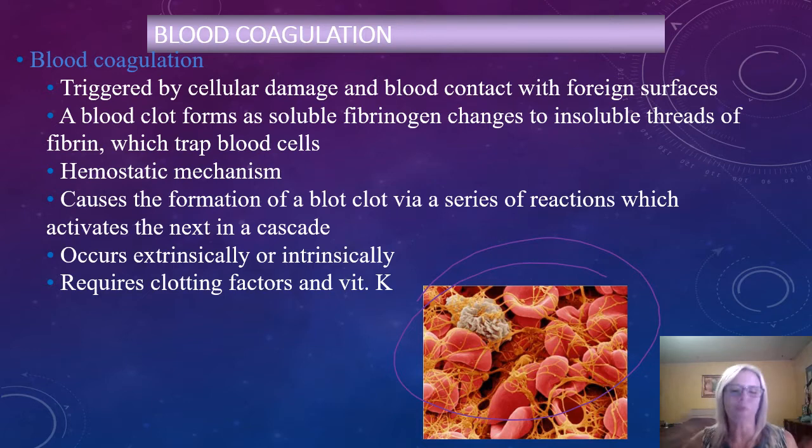It's going to cause the formation of a blood clot by having a series of reactions. So you're going to have one thing that's going to activate the next in what we call a cascade, which is basically just like a series of dominoes falling. When one topples, it triggers the other to topple, all right? So we break this down into extrinsic or intrinsic, and this requires a lot of clotting factors, and these have some names, and then some of them are just Roman numerals, and it's also very important to have vitamin K. So vitamin K is kind of an interesting thing here. That is a treatment here that can be used.